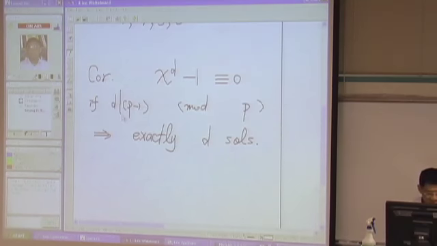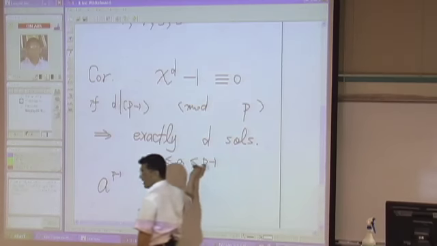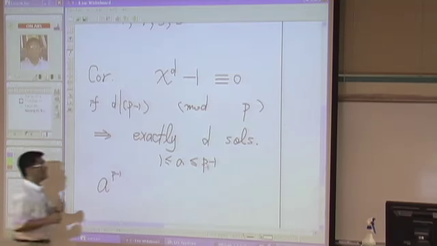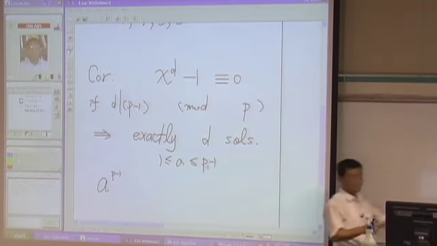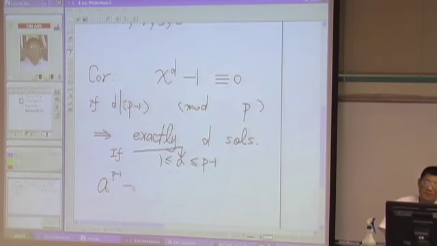So let's consider this for any a between 1 and p minus 1. So we pick a between 1 and p minus 1. Do you see? I pick any a between 1 and p minus 1. So there are a total of p minus 1 possible a's, right? Then, if a is between 1 and p minus 1, then a to the power of p minus 1 is congruent to what?